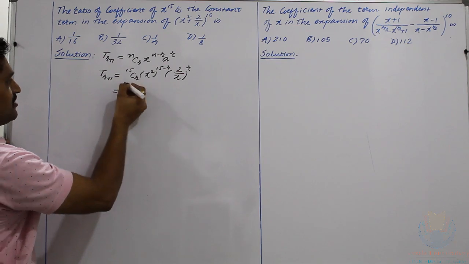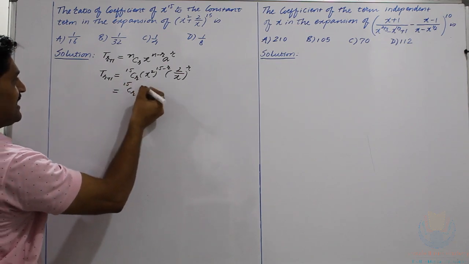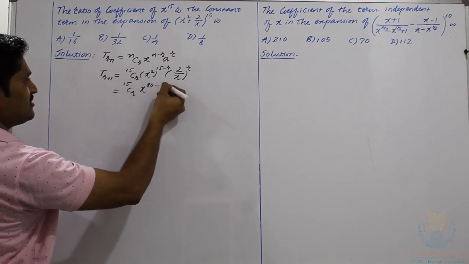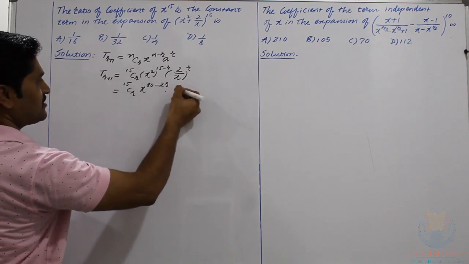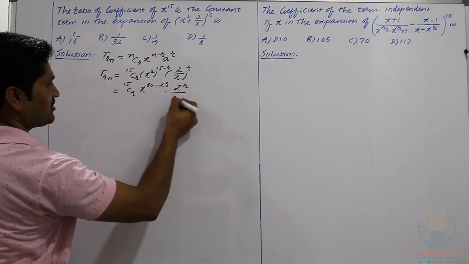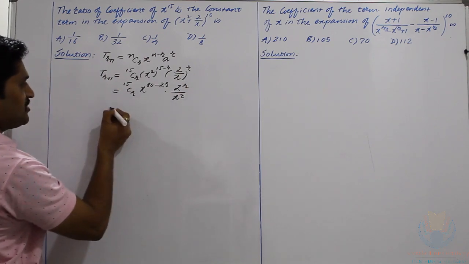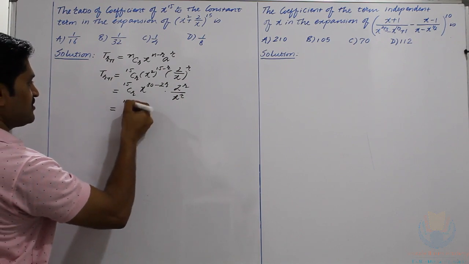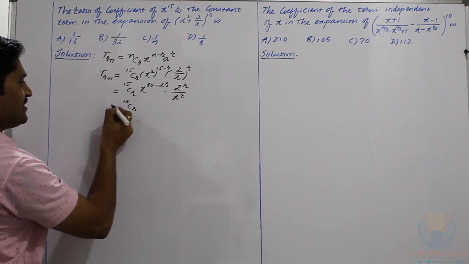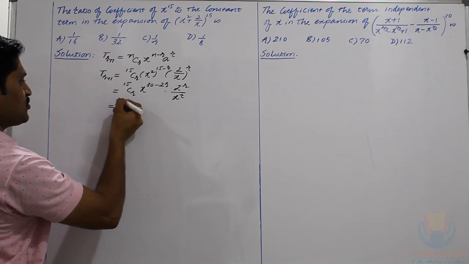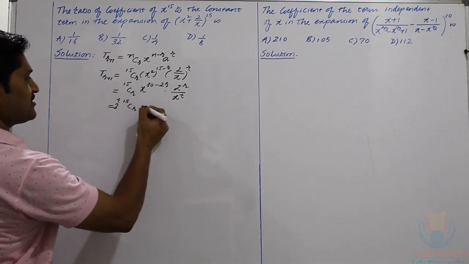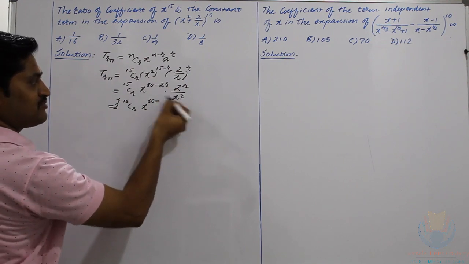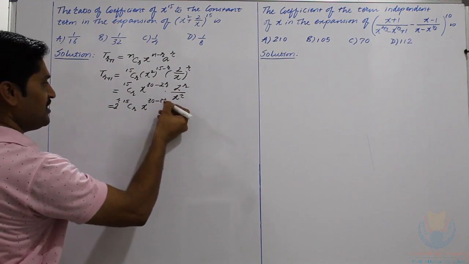Let's simplify it. So 15Cr as it is, x raised to 2 into 15, that is 30, minus 2r, and 2 raised to r upon x raised to r. So let's write the coefficient part together: 15Cr into 2 raised to r, and x raised to 30 minus 2r minus r, which is minus 3r.